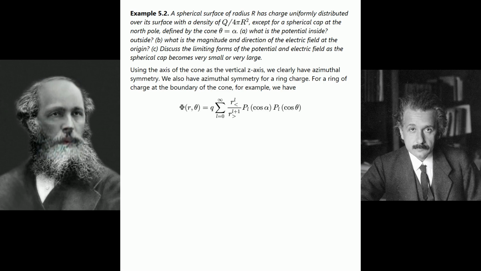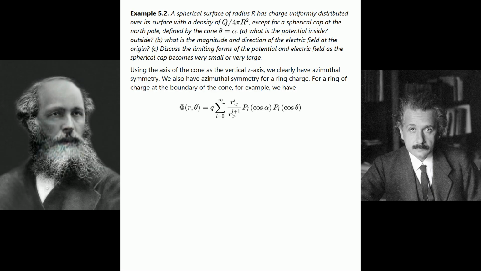Example 5.2. A spherical surface of radius r has charge uniformly distributed over its surface with a density of q divided by 4 pi r squared, except for a spherical cap at the north pole, defined by the cone theta equals alpha. A. What is the potential inside? Outside? B. What is the magnitude and direction of the electric field at the origin?